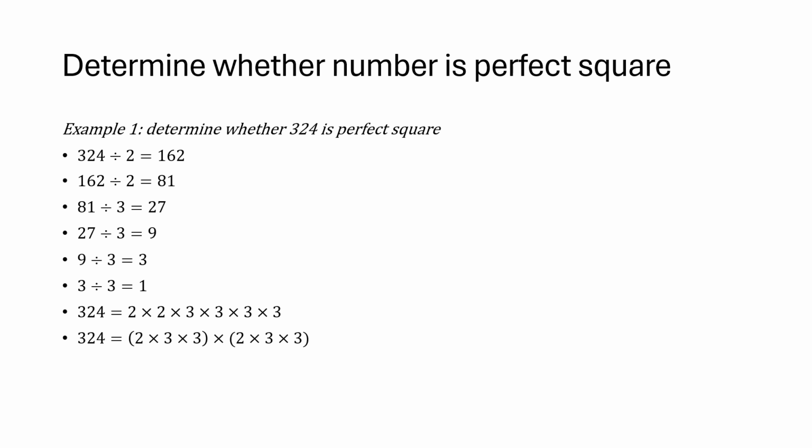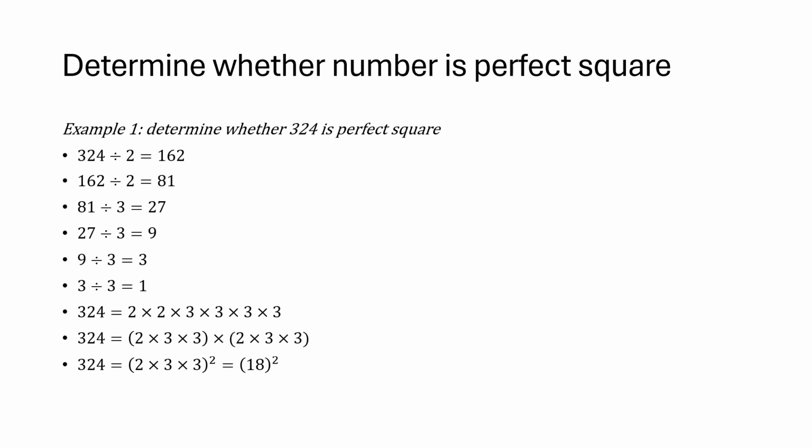So these factors I can regroup into two similar numbers, because I have two 2s and four 3s. So I can regroup so that one group contains one 2 and two 3s, and the other one also has the same: one 2 and two 3s.